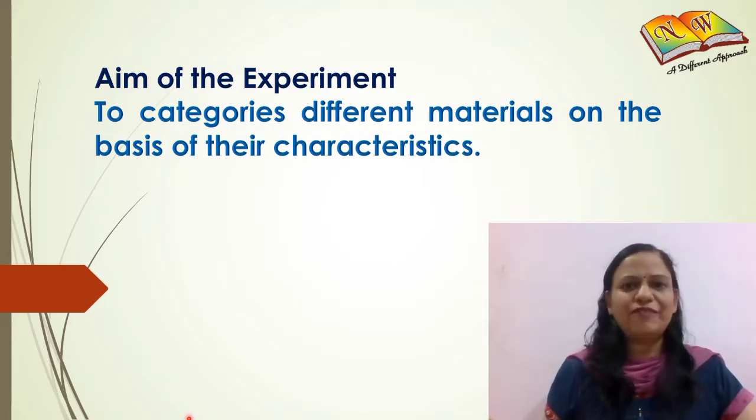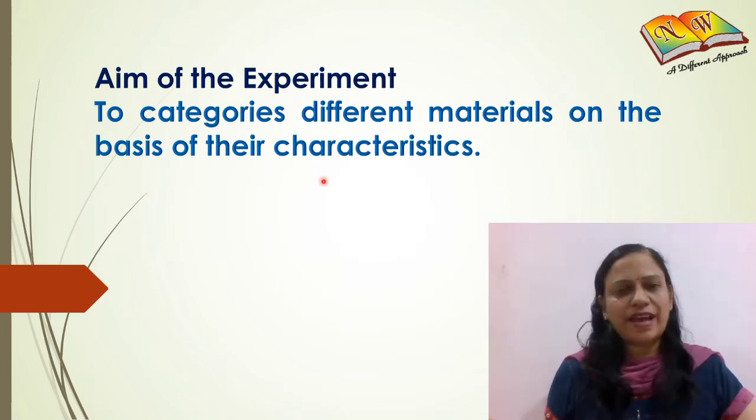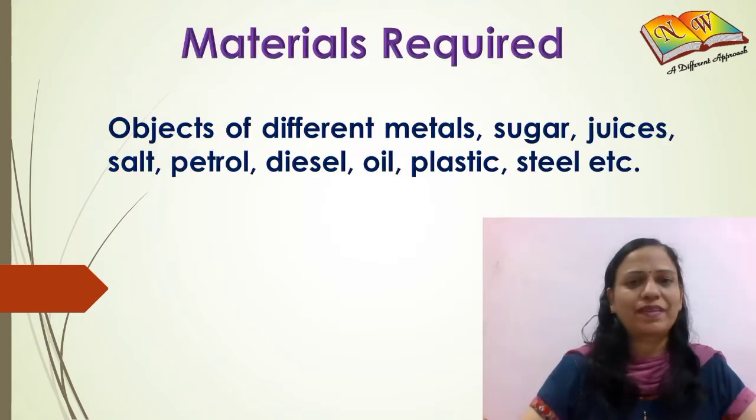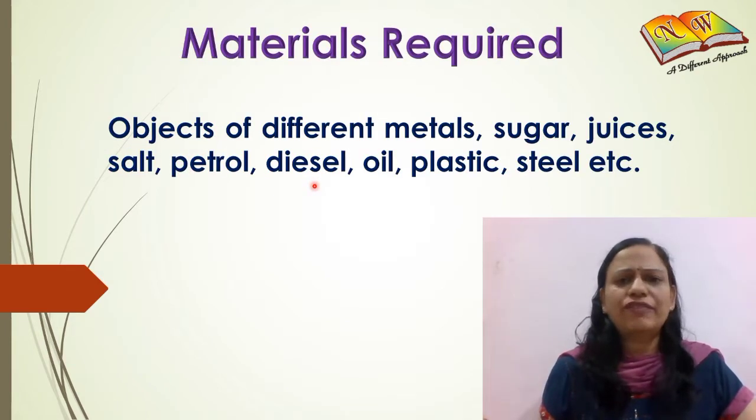In this experiment, we are going to talk about the categories of different materials on the basis of their characteristics. That means we are going to classify the different things that we have around us, different objects, different materials that we see around us on the basis of certain characteristic properties that are specific to them. So you will require different objects for this purpose.